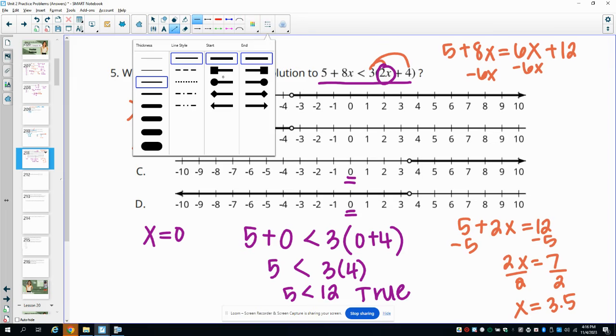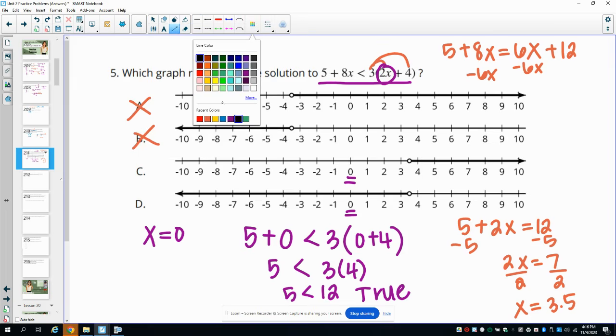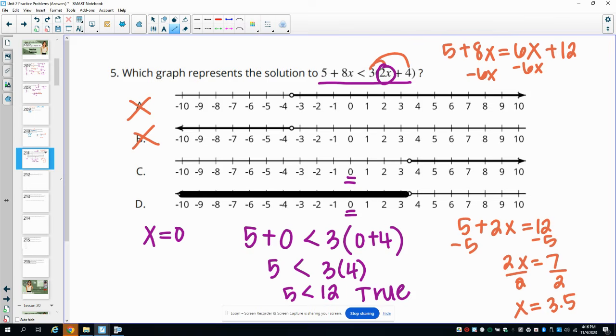So we want the ones where that line was bolded less than, or that included 0. So we want this one, answer choice D, where 0 was part of our solution.